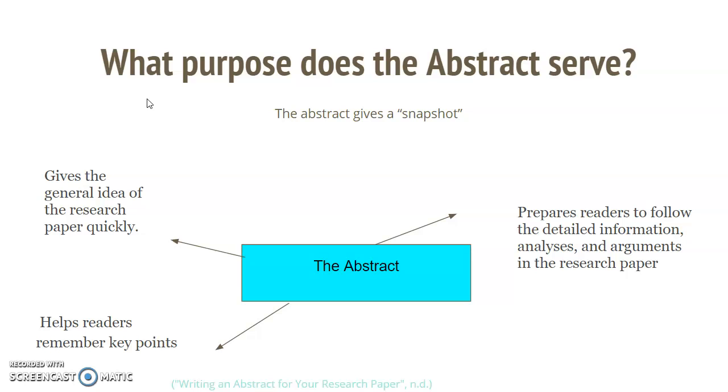The abstract, which follows the title, then gives a snapshot. It is generally a paragraph long and gives the reader a chance to decide whether to read the full paper based on the key points that are highlighted.